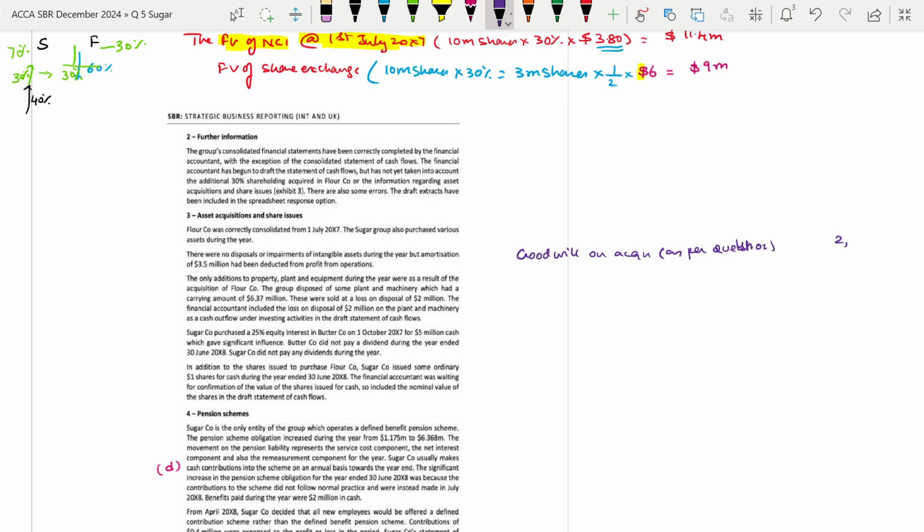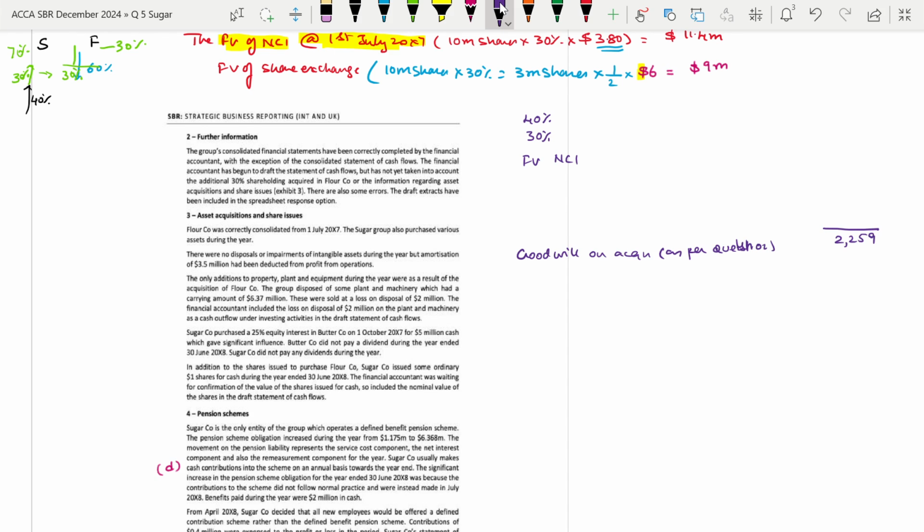They have said that the goodwill is 2259. Is it right? Are you okay with this? They have said that the goodwill has been calculated correctly. Now, how much is the consideration? We will take the 40% consideration, we will take the 30% consideration, and we will take the fair value of NCI.